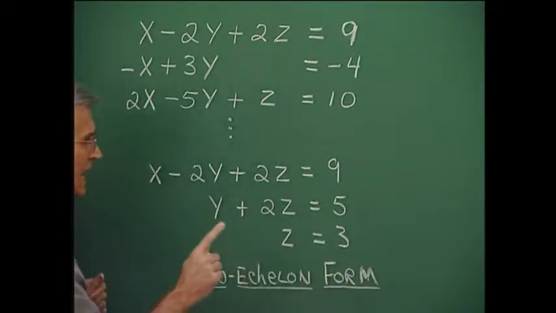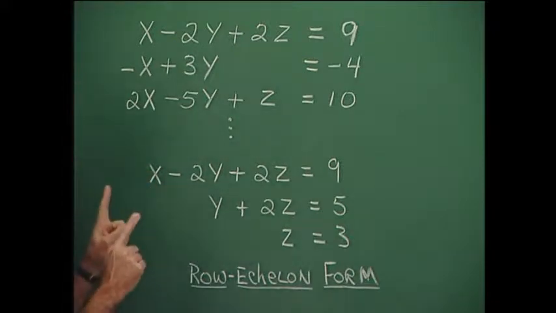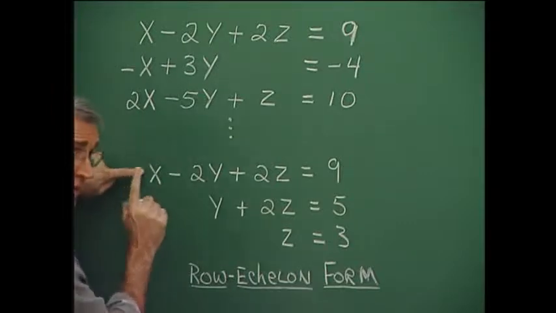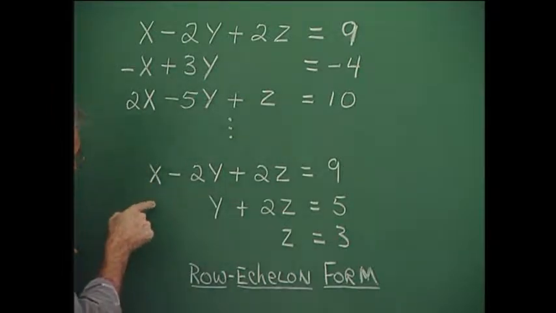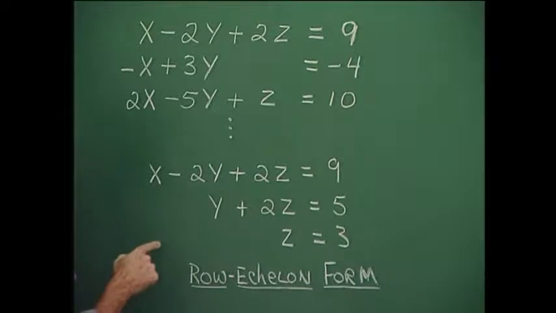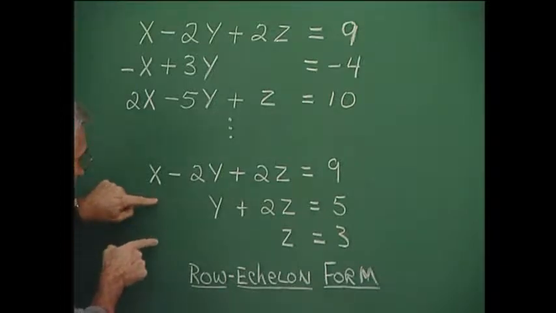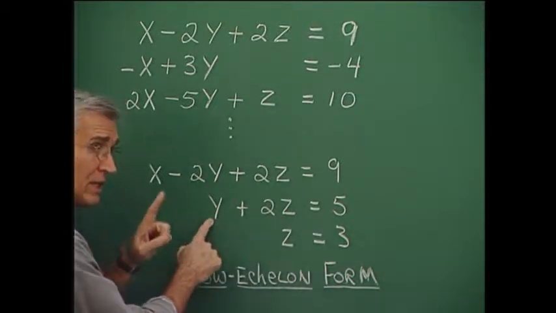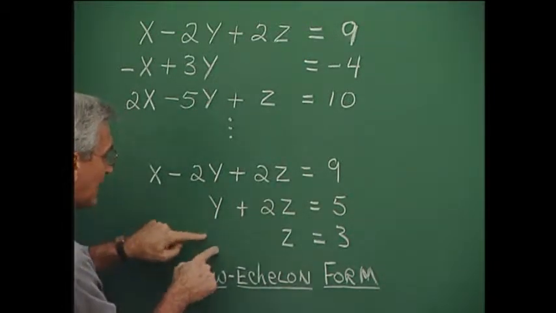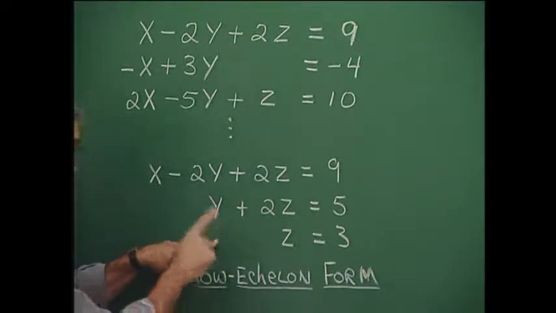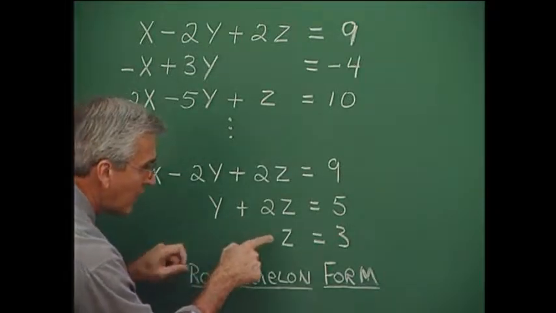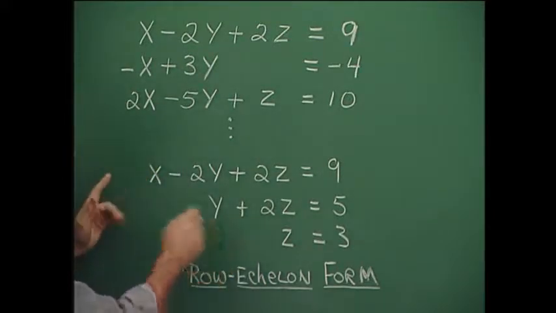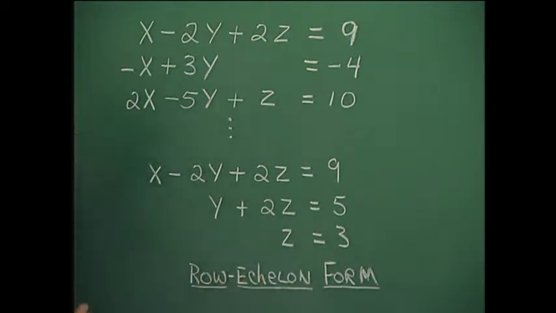Row echelon form. Now let me tell you the characteristics of this form. In the first equation, the leading coefficient is 1. The next thing is that there are no x terms in our other two equations. The next idea is that the leading coefficient in the second equation is 1, and there is no y term in our third equation. The last characteristic is that we have a leading coefficient here of 1. With those characteristics, we have the layout for row echelon form.